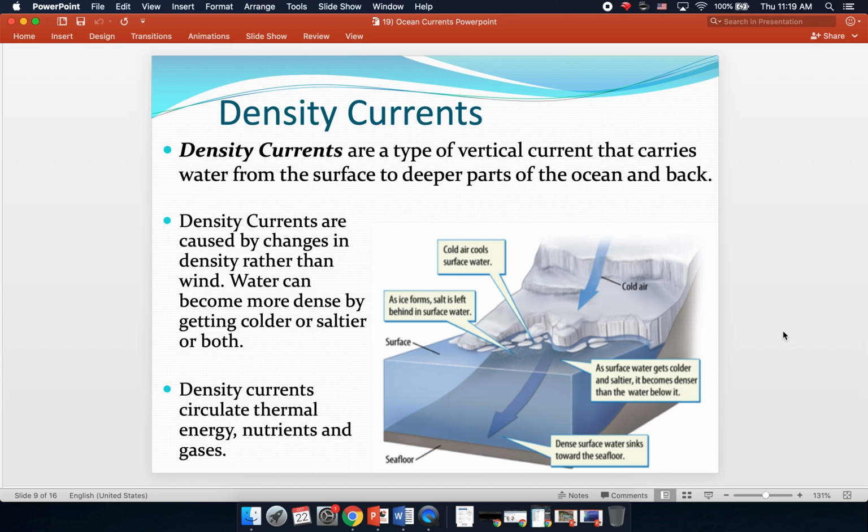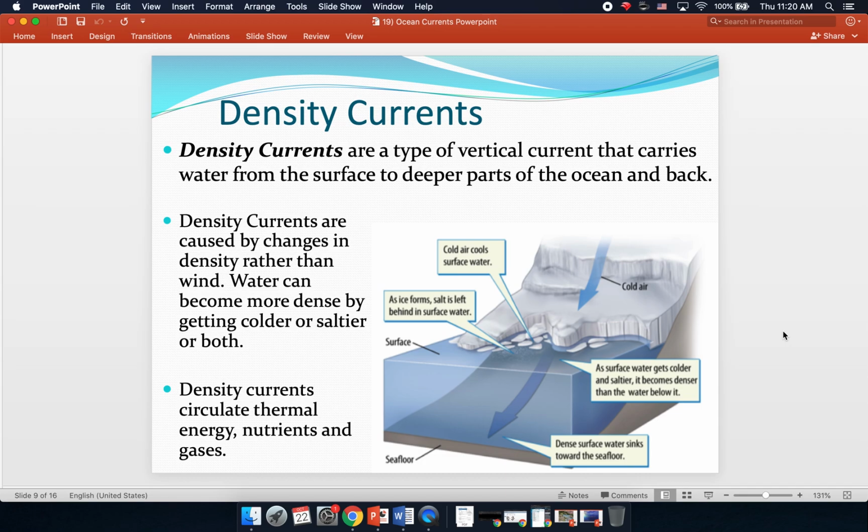All right, density currents. This is a bit different. These are currents that move water vertically up or down, depending on how dense or not dense certain areas of water are. Density currents are a type of vertical current that carries water from the surface to deeper parts of the ocean and back. They are caused by changes in density rather than wind. So the surface currents are dictated by the wind patterns, but the density currents are dictated by density, hence the name.